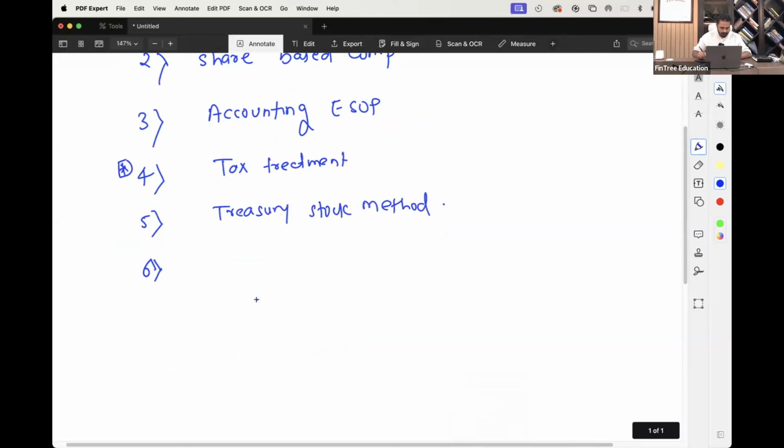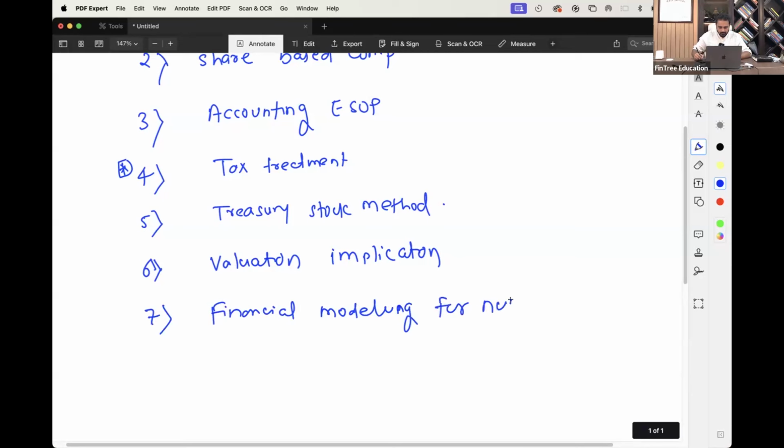Then section 6 is going to be theoretical, where we have valuation implications for these. Now in the curriculum, this is spread across 3-4 different sections. What I've done is I've summarized all the valuation implications for you in one place. So we'll discuss all of them together. And then finally, we will do one section on financial modeling for the number of shares. If a question shows up from this, it's going to be super technical. And I think this could be your competitive advantage if you understand this part well.